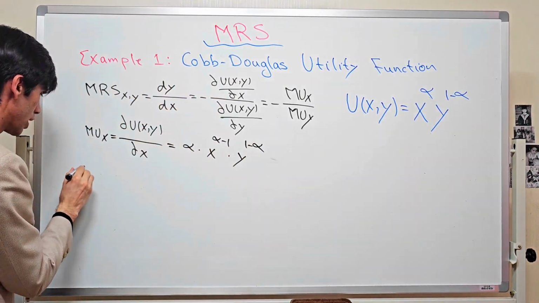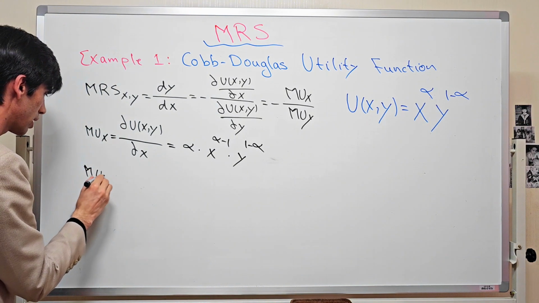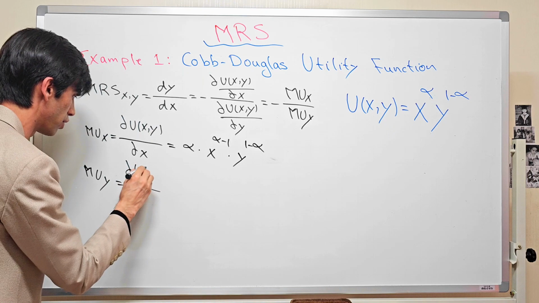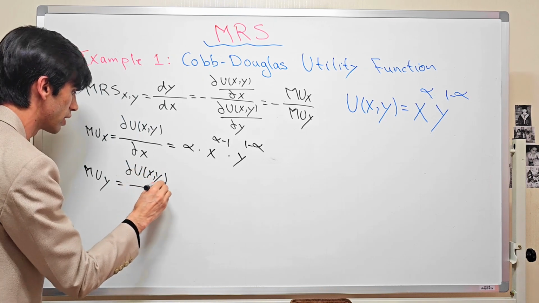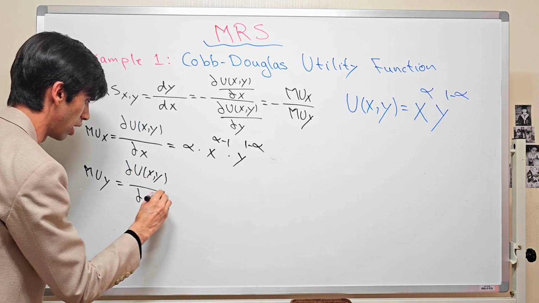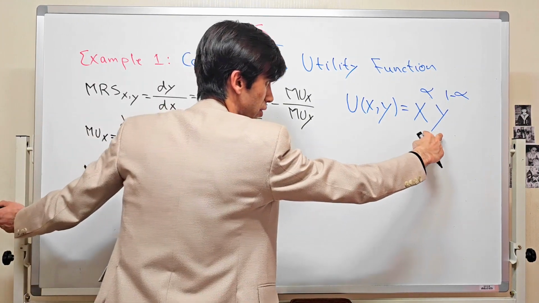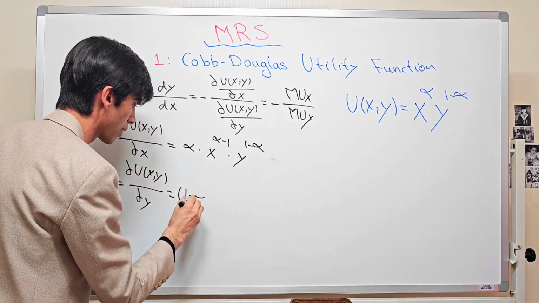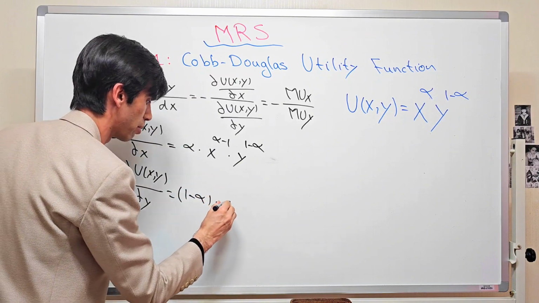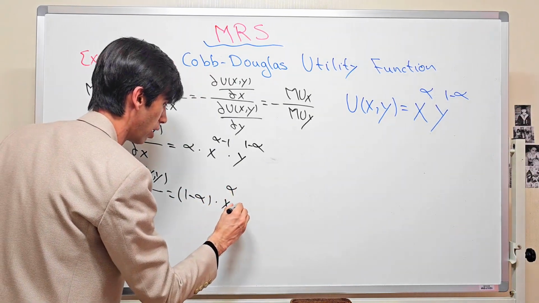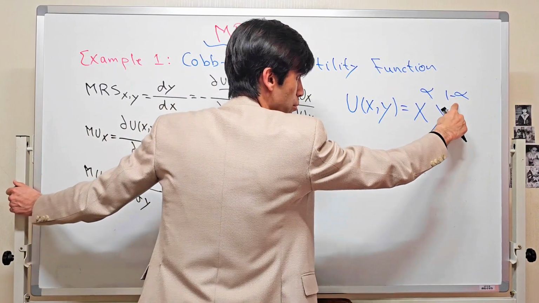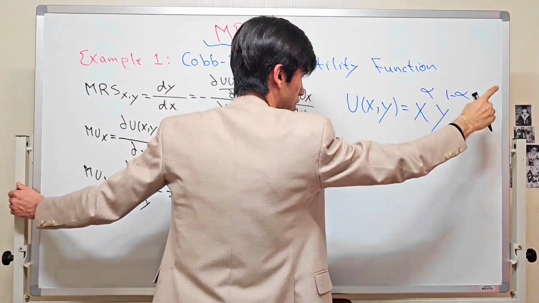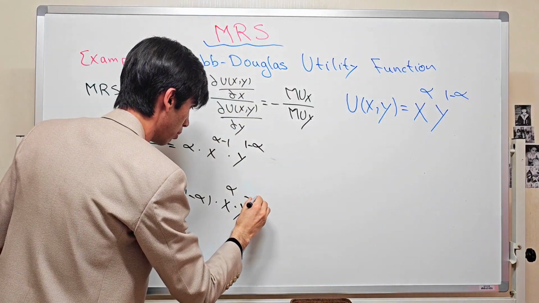Now let's find the marginal utility of y, which is equal to the partial derivative of U(x,y) with respect to y this time. Taking the partial derivative of this utility function with respect to y, it will be equal to 1 minus alpha multiplied by x to the power of alpha, y to the power of 1 minus alpha minus 1. Then positive 1 and negative 1 cancel out, so we have y to the power of minus alpha.